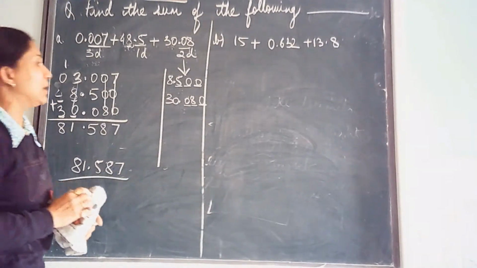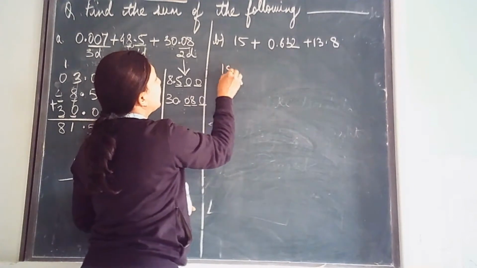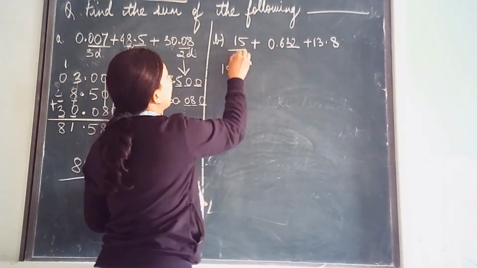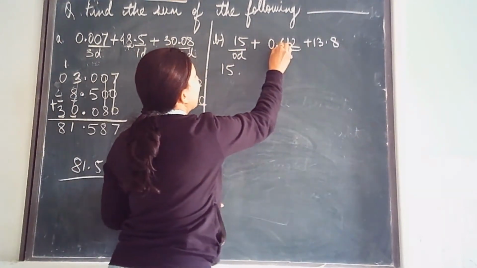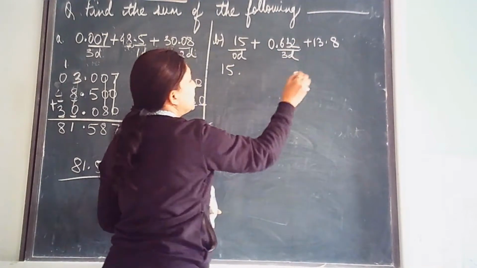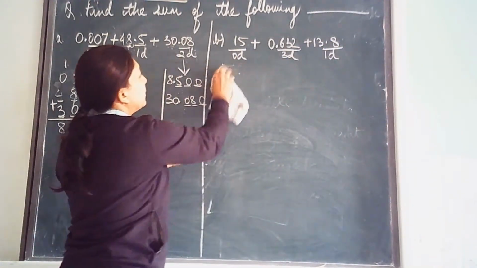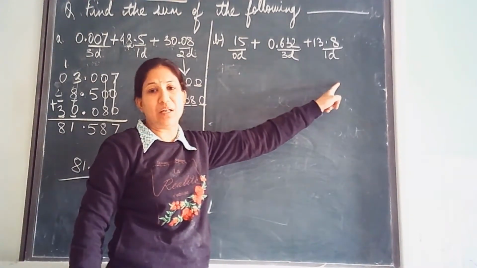81.57. This is the answer. Now check this question. Here it is simply 15. Check the number of digits. Here you have 0 digits after the decimal. Here, after the decimal you have 3 digits, and here after the decimal you have 1 digit. What do you see? They are not in like decimal form.